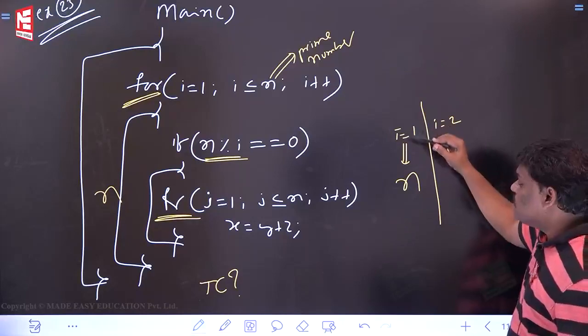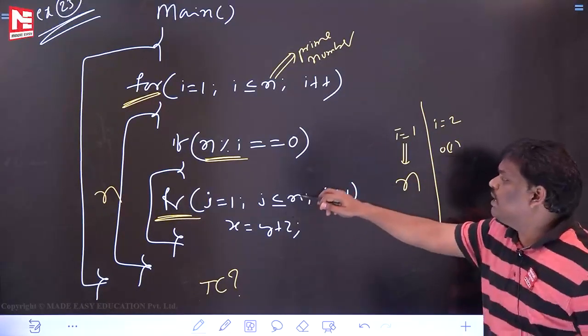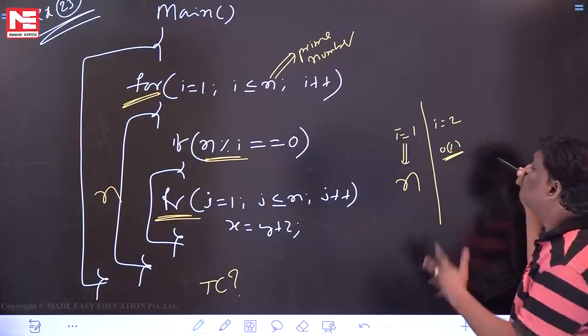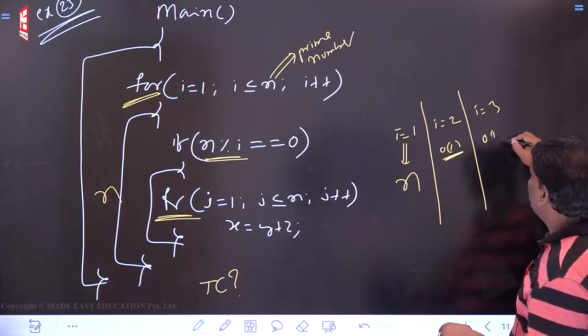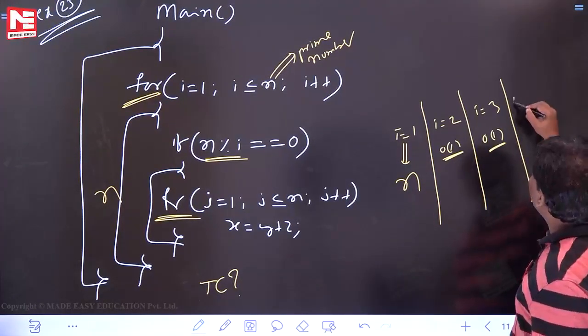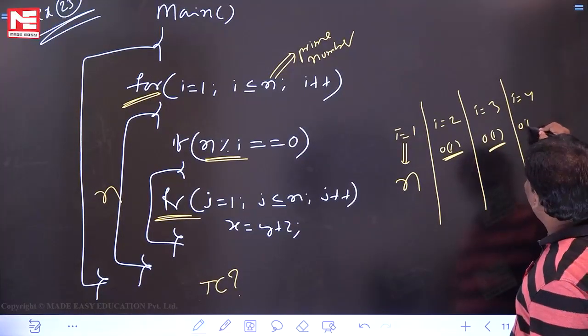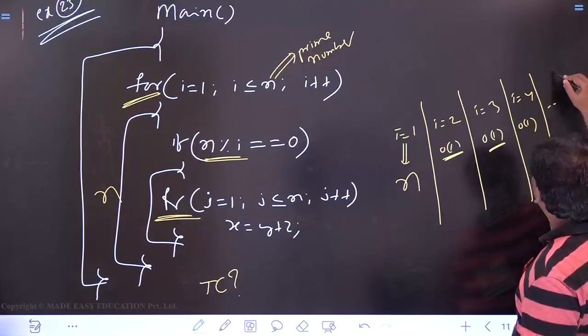For I equal to 1, the J loop is n times. For I equal to 2, you don't come inside, only small work. Constant means small work. Next, I equal to 3, you don't come inside, small work. Some work is done, but constant means very little work. Next, I equal to 4, the condition fails, you did only small work, the condition checking.